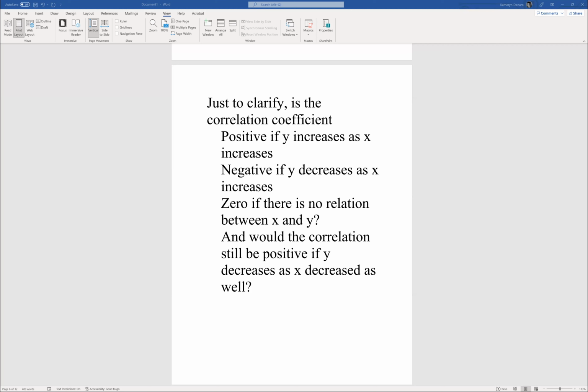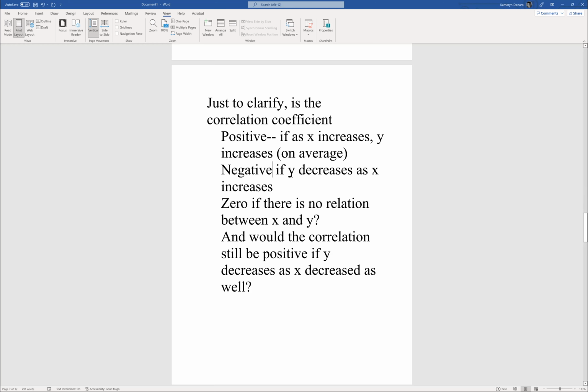In general, I wouldn't put y first in this case. So let's go point by point and edit just a little bit. Okay, so positive if y increases as x increases. So I would say positive if as x increases, y increases, right? And this is all on average, right?